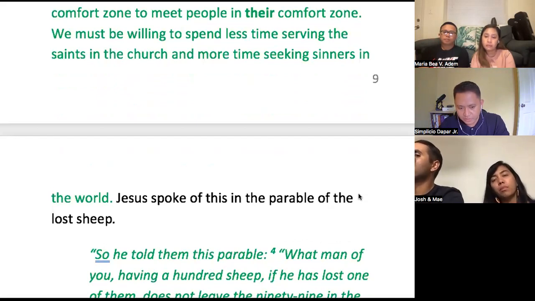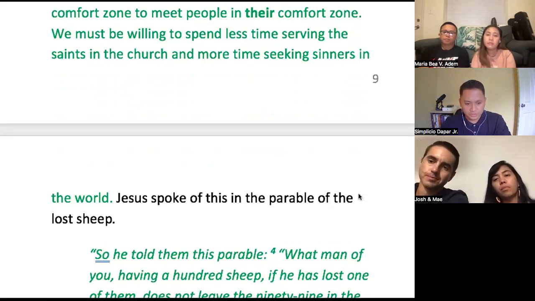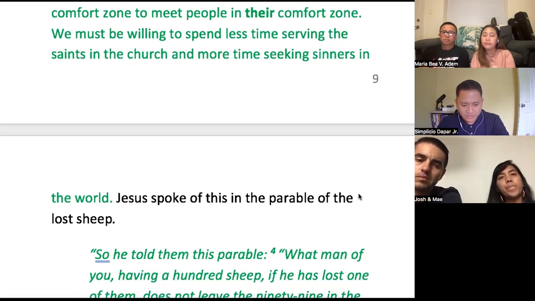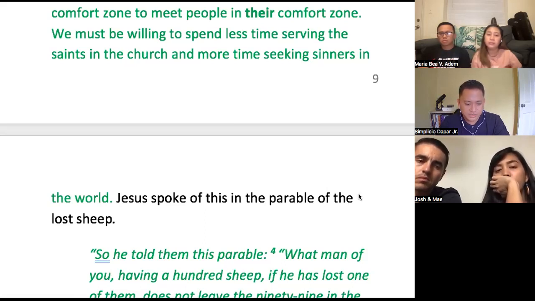in the world. Okay, again, this is a massive principle. You must be willing to spend less time serving the saints in the church and more time seeking sinners in the world if you want to be effective in making disciples. But usually what happens, because we have limited time, is that we spend all of our time in the church and with the church people. That's how it is. I understand that part. I'm so busy. This is my tendency as well.